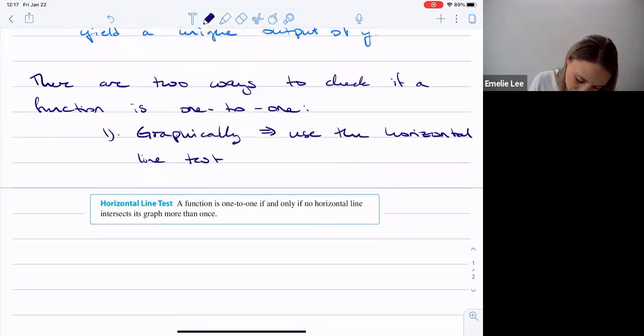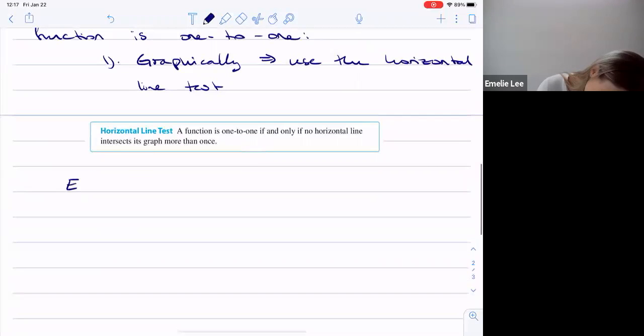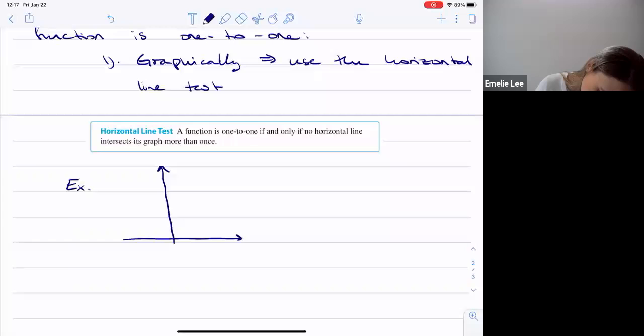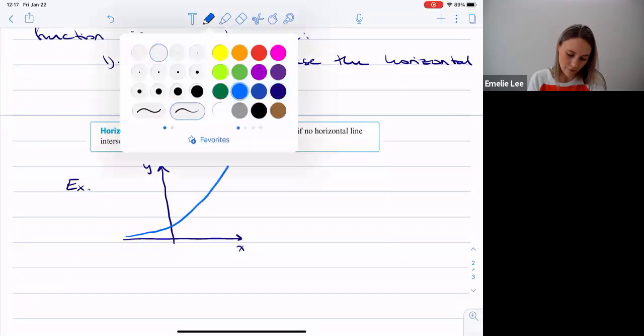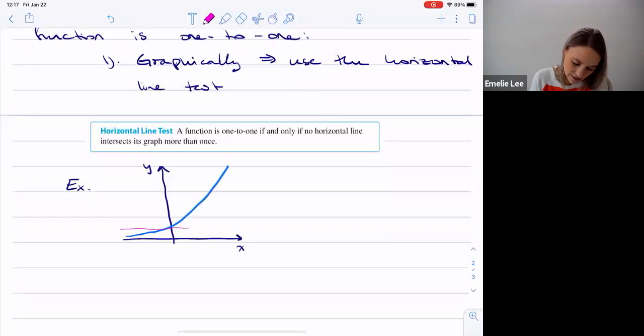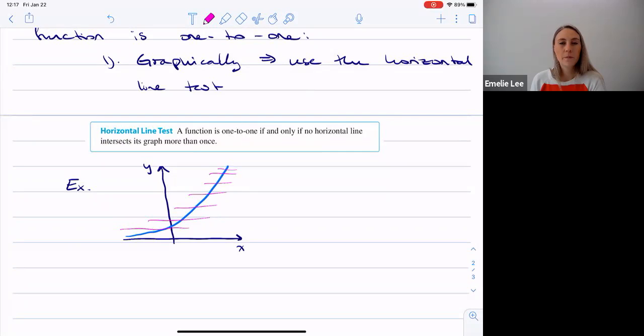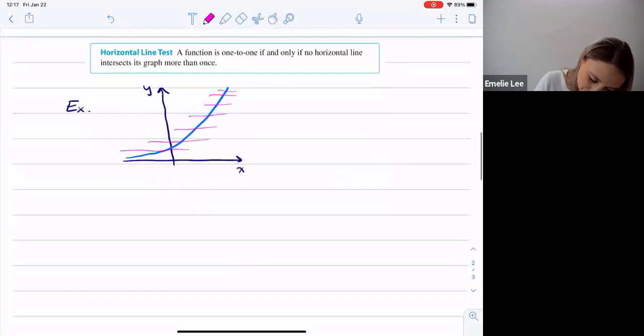So just as a quick example, let's say an exponential function, maybe it's like this, right? If you use horizontal lines here at any point, you're only going to intersect this graph once, meaning it's 1 to 1.